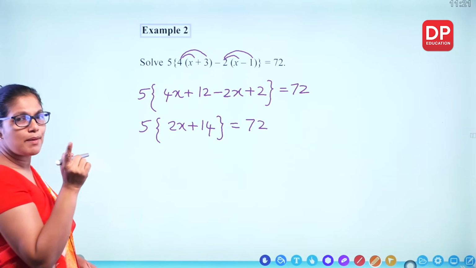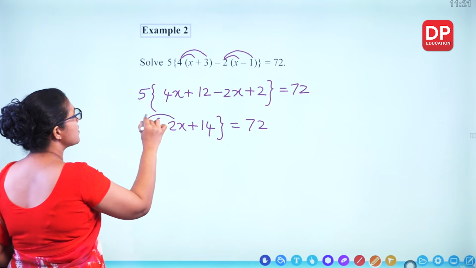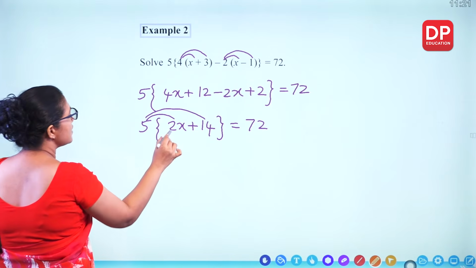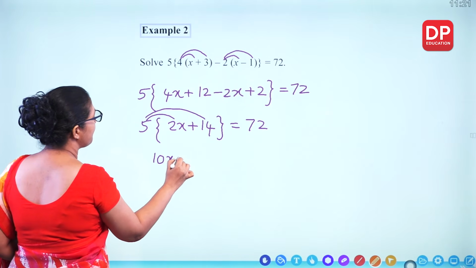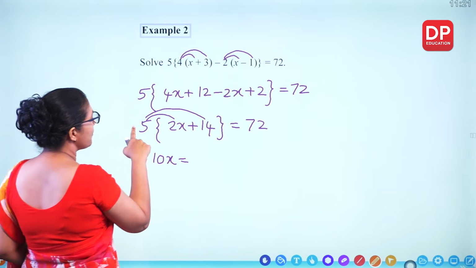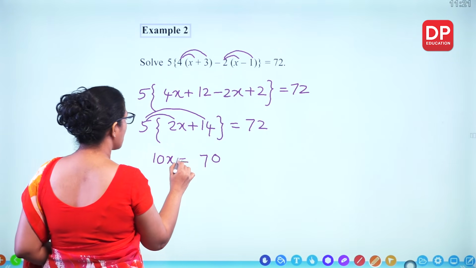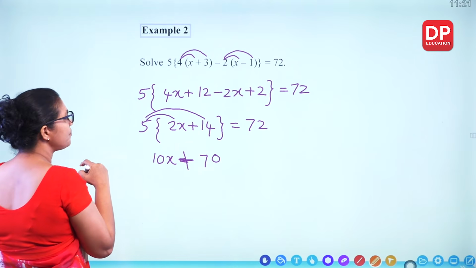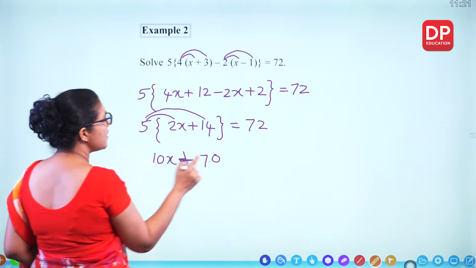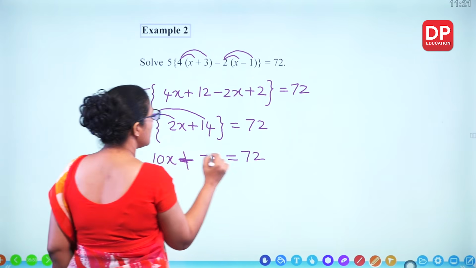Now 72 and here 5. You can't divide by 5. So now you have to expand brackets. 5 times 2, 10x. 5 times 14, 70. So this is plus. 10x plus 70 equals 72.